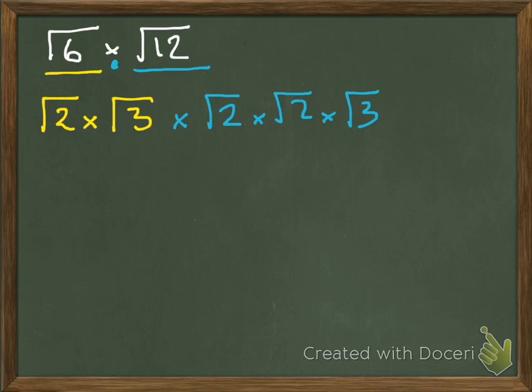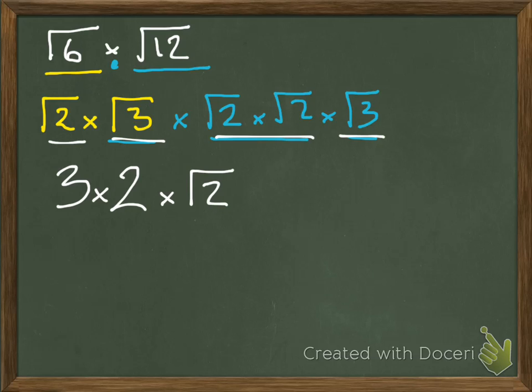So I'm sort of mixing techniques here. As I say, there are many ways of doing this. And here we go. I've got my root 3 and root 3, and in fact I've got another pair of root 2's. So let's just tidy that and bring it all together. So I've got root 3 times root 3, which is 3, times root 2 times root 2, which is 2, and I've got left a root 2. 2 times 3 is 6, times root 2 is 6 root 2. So that's what root 6 times root 12 is.